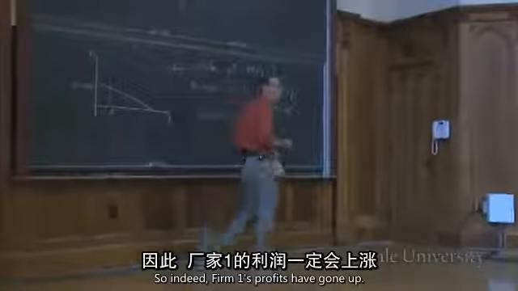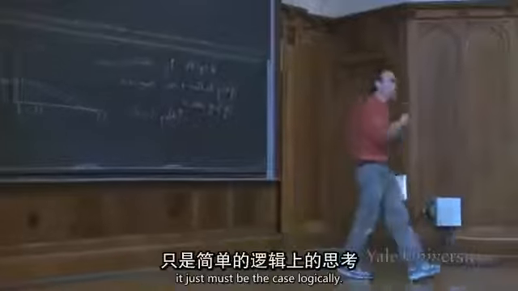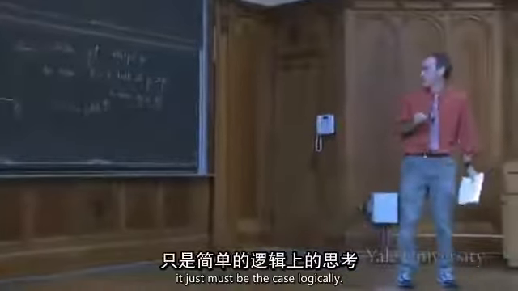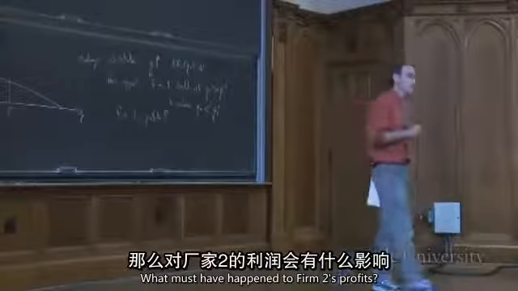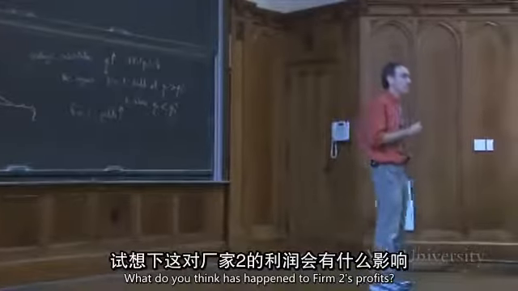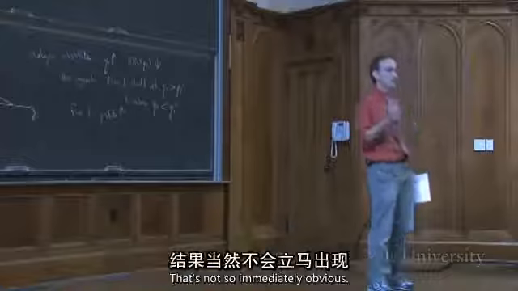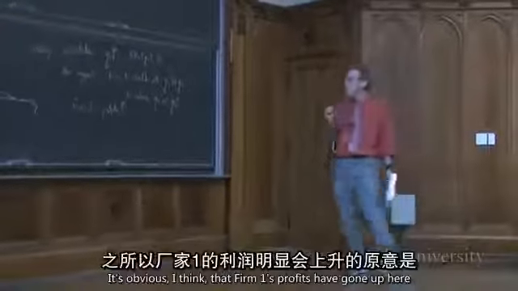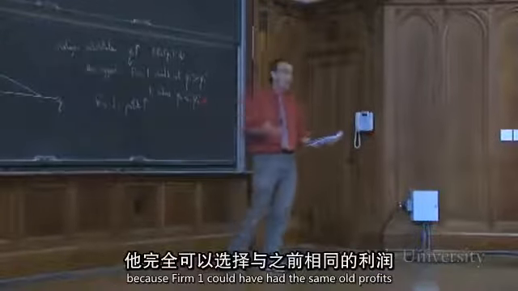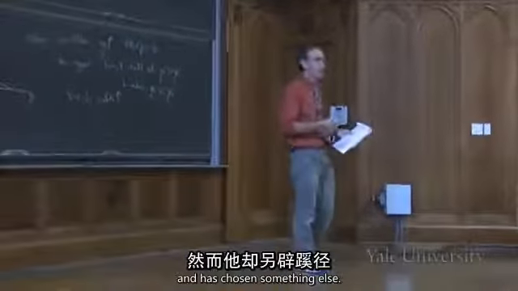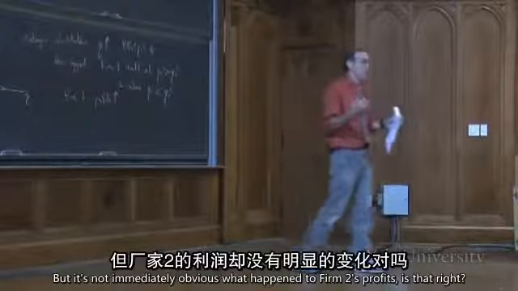Firm 1's profits have gone up. We don't even need any math to prove that. It just must be the case logically. All right? What must have happened to firm 2's profits? What do you think's happened to firm 2's profits? So that's not so immediately obvious. It's obvious, I think, that firm 1's profits have gone up here because firm 1 could have had the same old profits and has chosen something else. But it's not immediately obvious what happened to firm 2's profits.